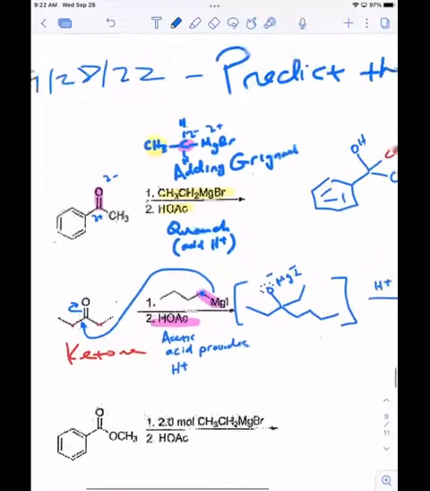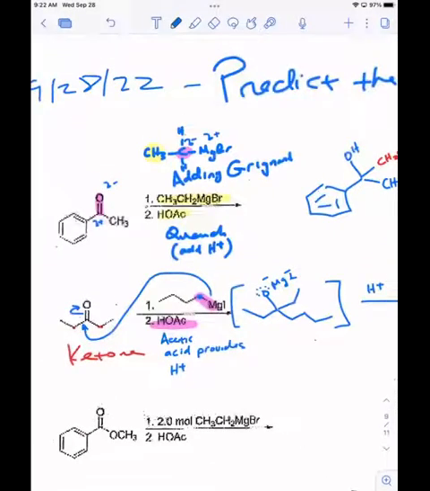Let me ask this question to see who's been paying attention. What if I added the acetic acid first and then added the Grignard? What would happen? So what happens to a Grignard when I put it around an acidic proton? Anybody?